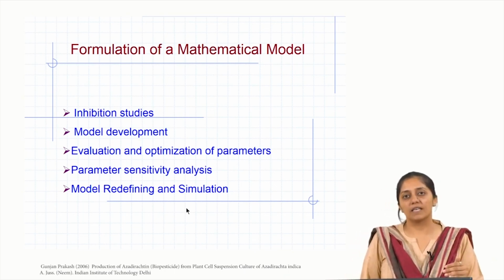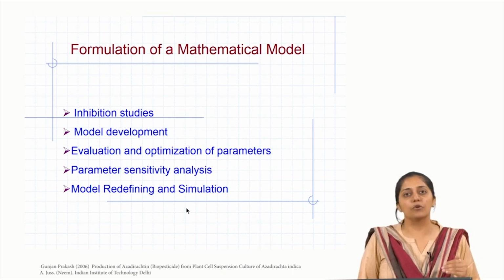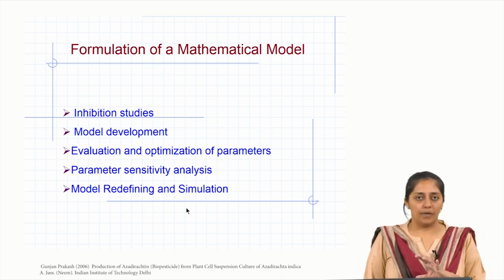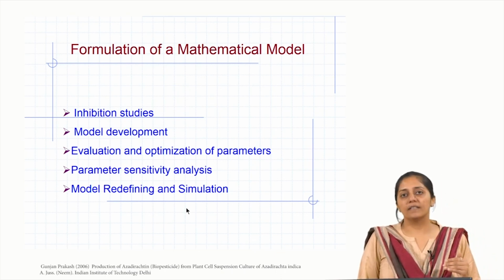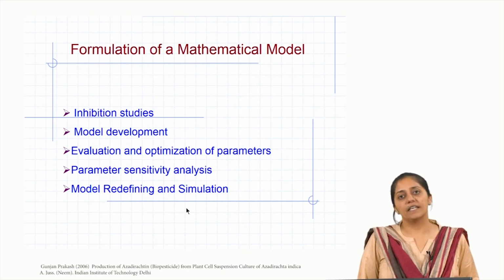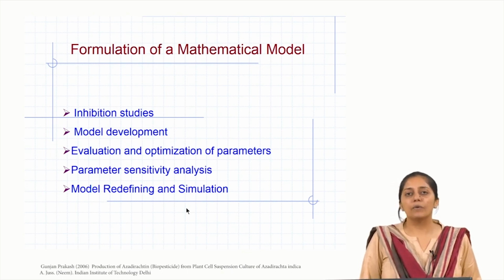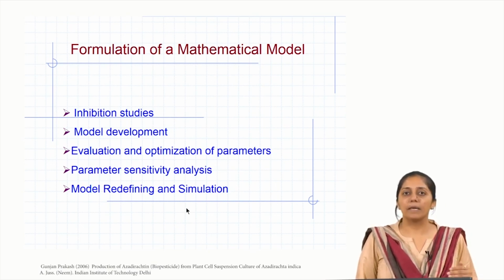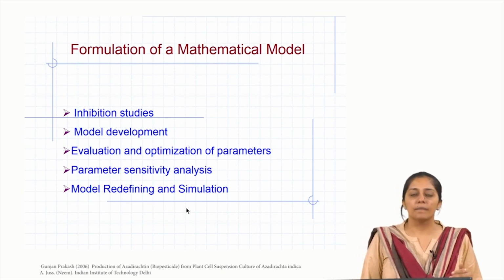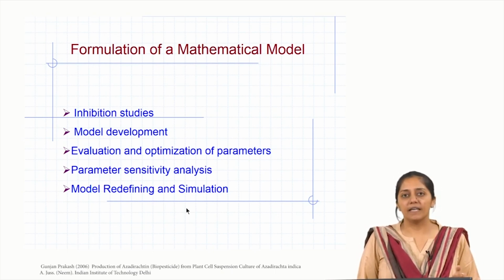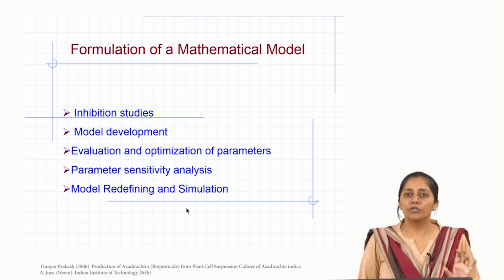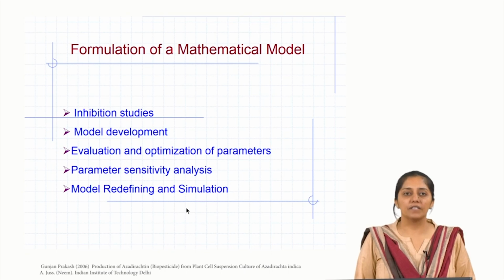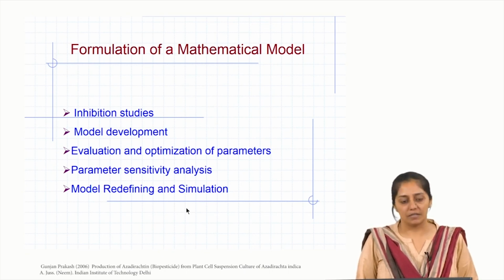The model was a description of substrate utilization kinetics, product formation kinetics, and biomass or growth kinetics. They simulated these equations, optimized, and evaluated the parameters of the model equations. Then they did parameter sensitivity analysis in the model to drop out the insignificant parameters, to reduce the number of parameters, thereby making the model simpler for simulation. So, this was model redefining, and finally this redefined model was used to simulate nutrient feeding strategies under fed batch or continuous cultivations.